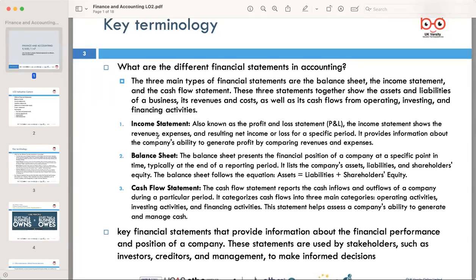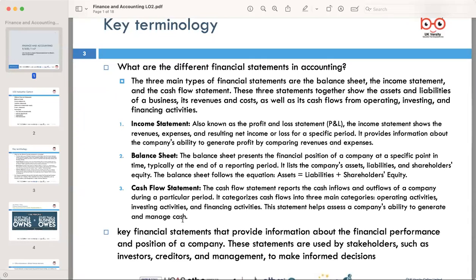Moving on, the second financial statement is the balance sheet. The balance sheet provides a company's financial position at a specific point in time, usually at the end of the reporting period. It consists of 3 components: assets, liabilities, and shareholders' equity capital. The balance sheet follows a simple equation: assets is equal to liabilities plus shareholders' equity.